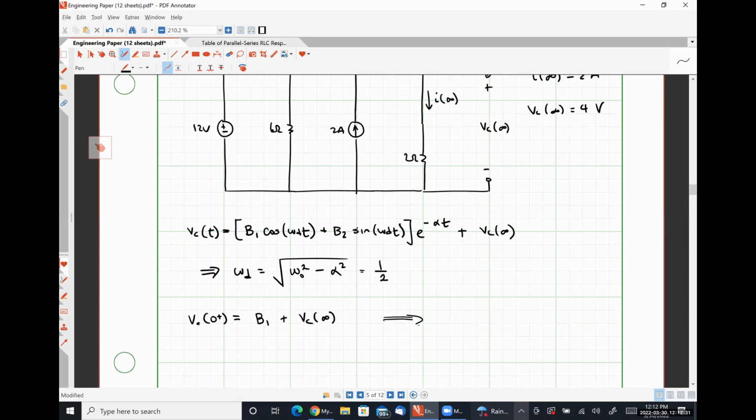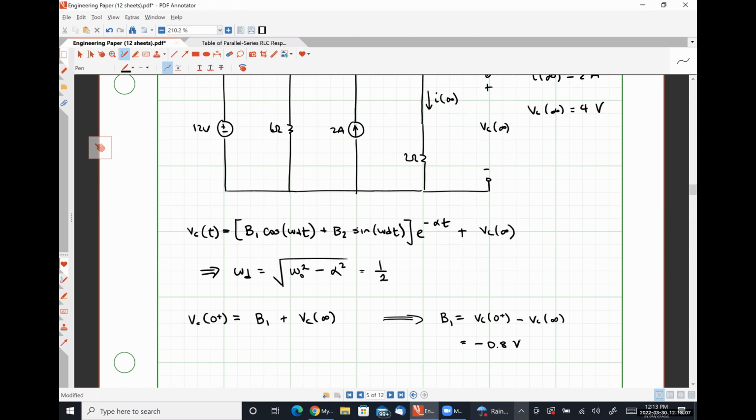Which means B1 is VC at 0 plus minus VC at infinity, or 3.2 volts minus 4 volts, which is negative 0.8 volts, if my mental math is correct. If it's not, by all means, correct me.